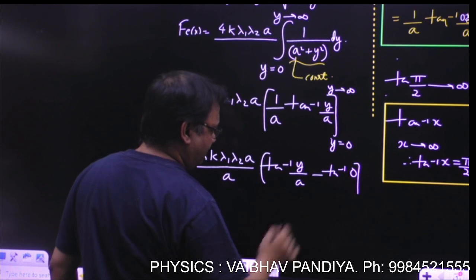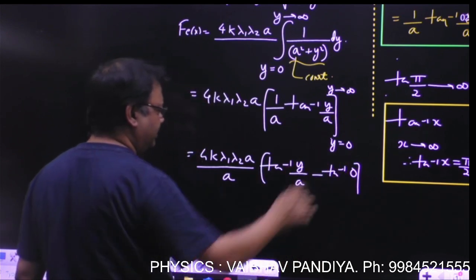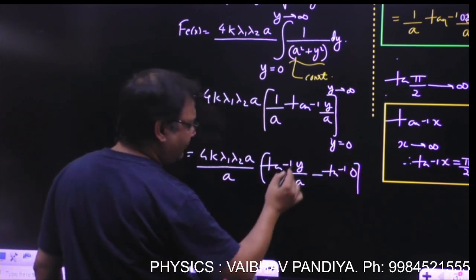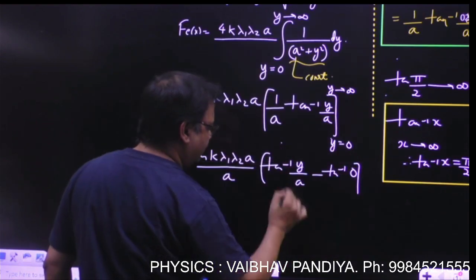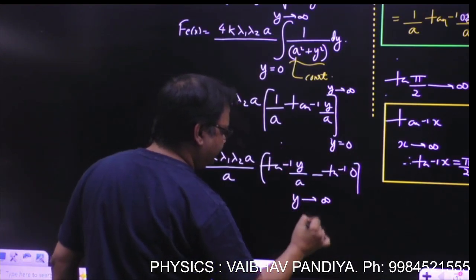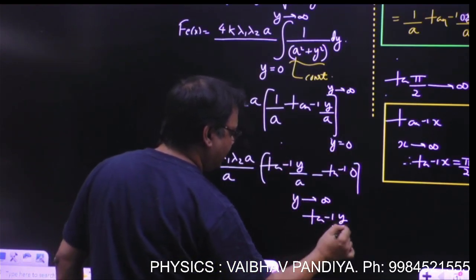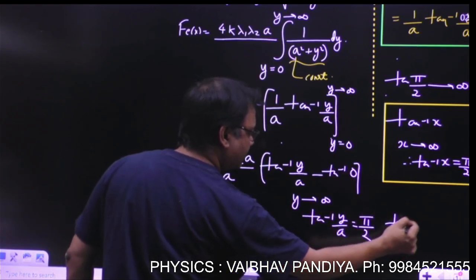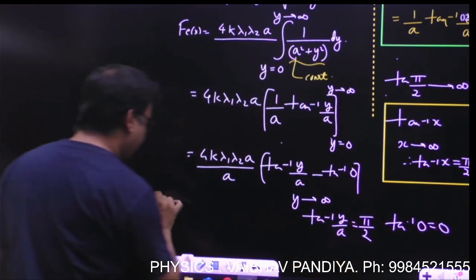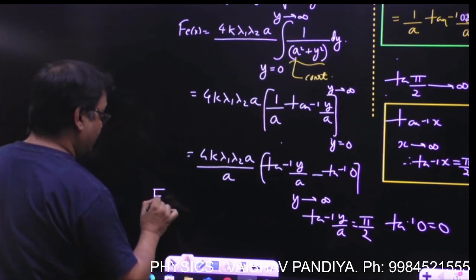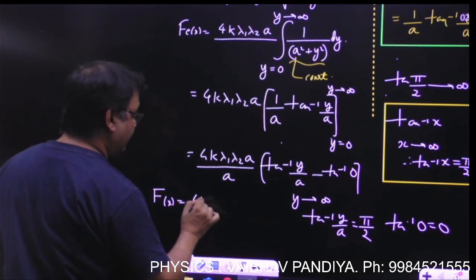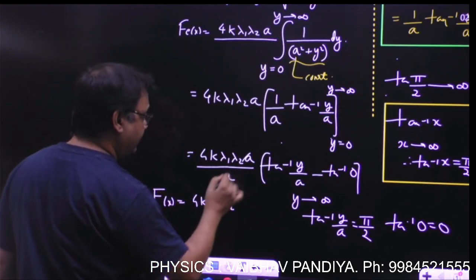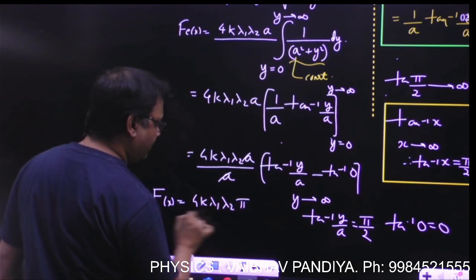Now already I have taken the limits, so no need to write the limits again. Since final y is approaching infinity, tan inverse y by a will be pi by 2, and we know tan inverse 0 is 0. So your net force on the x-axis will be 4k lambda 1 lambda 2 a, which will get cancelled away, and you will get pi by 2.